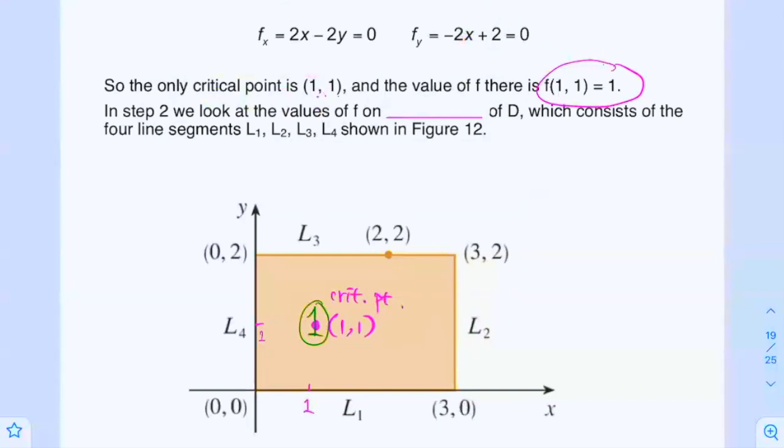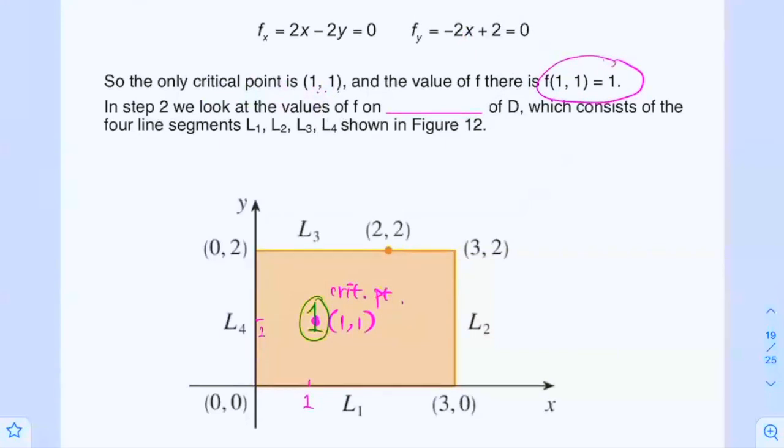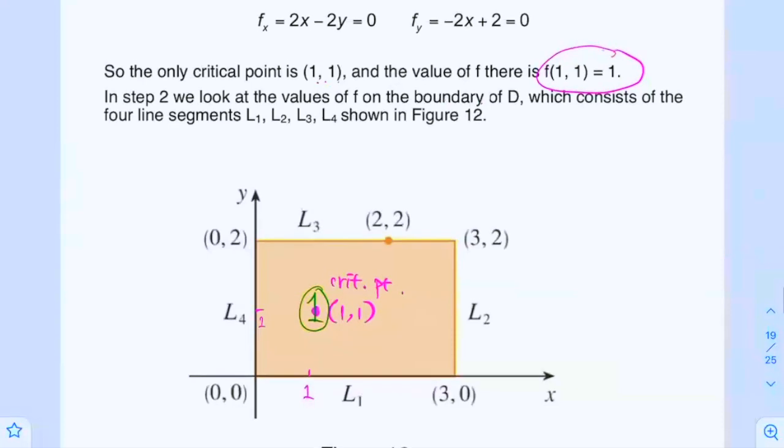So what's the next thing to do? The next thing to do here is we try to look at the function value at the boundary, and see what happens. So let's look at the function value on the boundary of the set. It has 4 line segments: L1, L2, L3, L4. And we have to consider each one of them separately. Let's consider L1 first.